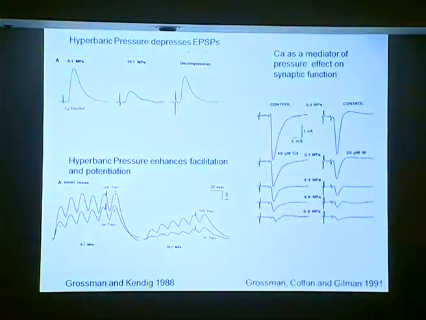terminal. And they took it further in another collaboration with Colton and Gilman, where they showed at the top these are traces of normal EPSP at normobaric conditions, and then blocking the specific calcium channels and currents with cadmium or nickel, and the additive effect of pressure that we see on these two responses.